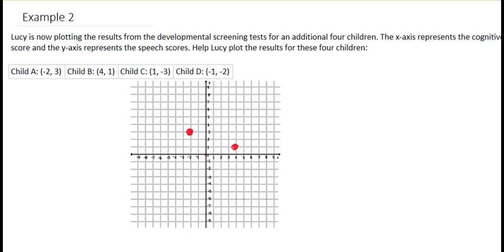Now child C is 1 and -3. So we start at the origin. We move over to the right 1 on the x-axis. Then we need to go down 3. So to represent -3, we go down 1, 2, 3 to right there. Next, we look at child D. It is -1 and -2. So we start at the origin. We go left to represent the -1 on the x-axis. Then we have -2. We go down 2 spots. And we end right there. So these are representing the scores of these 4 children.